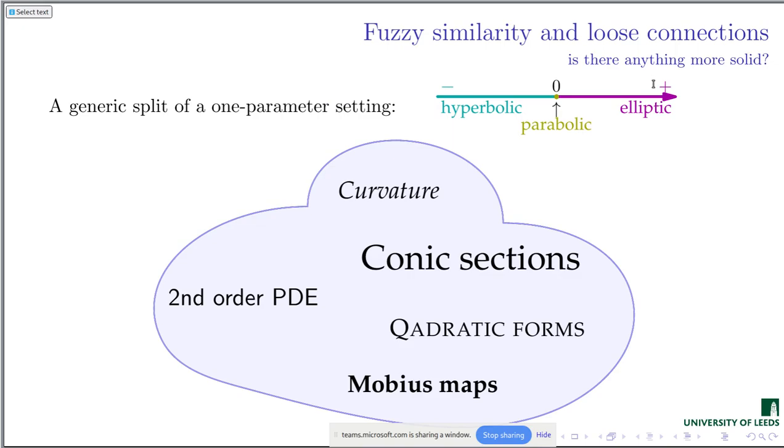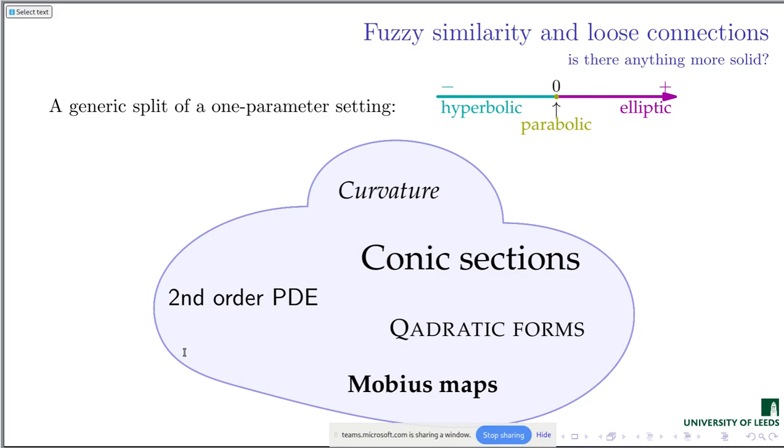So what do we have so far? The general setting looks like this. We have a certain parameter, one real number, which goes from minus infinity to plus infinity, and there is a certain singular value separating two different areas. One of them can be associated with the elliptic case, and the other side of this parameter corresponds to the hyperbolic one. This is the general reason why that separation appears.